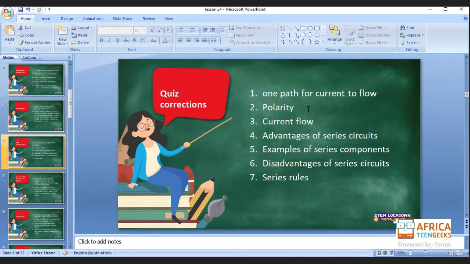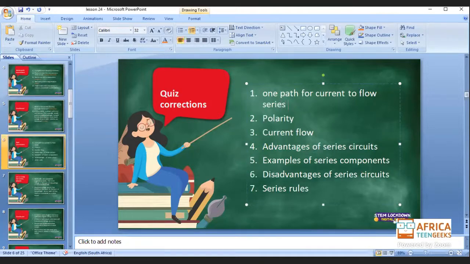I'm good. We are here with a quiz. You know, quiz, you get one answer wrong, you're out. I'm kidding. So what do we call a one path for current to flow? A series circuit. Thank you very much. Correct. Series circuit.